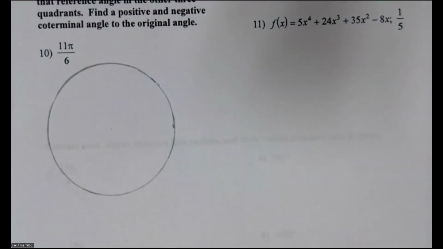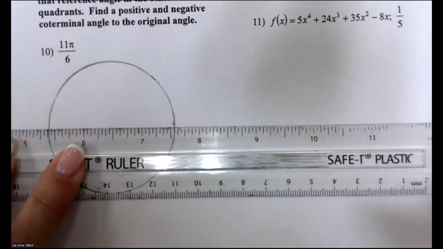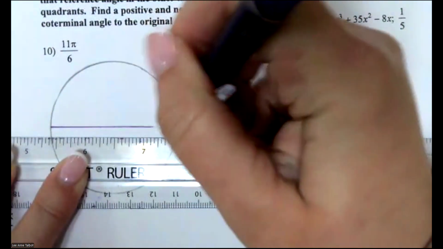Just cheating away. No, that's what I get. That's what I get for cheating. The ruler moved.